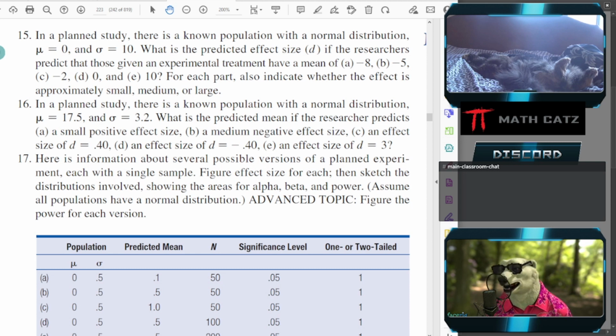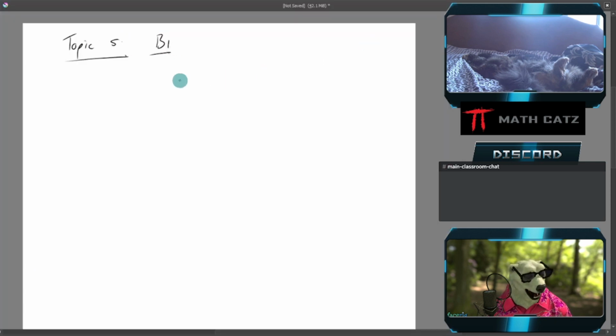Let's read number 15 together. In a planned study, there is a known population with a normal distribution. Mu is 0, sigma is 10. What is the predicted effect size d if the researchers predict that those given an experimental treatment have a mean of a variety of numbers? We'll do A and B. So we're doing 15A. Let's just write that down.